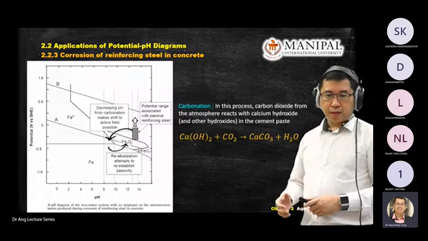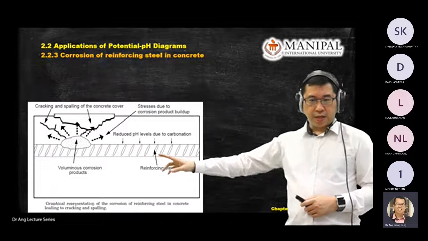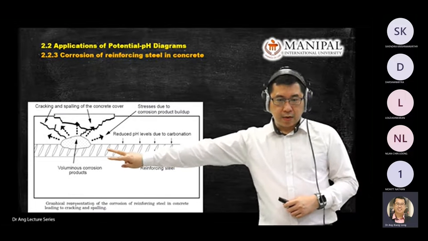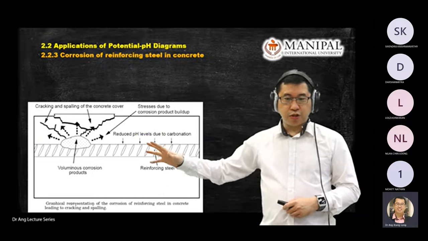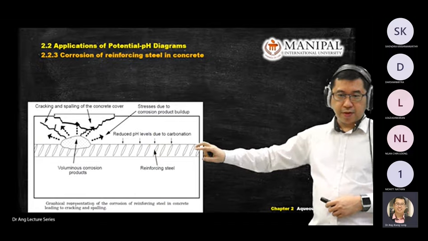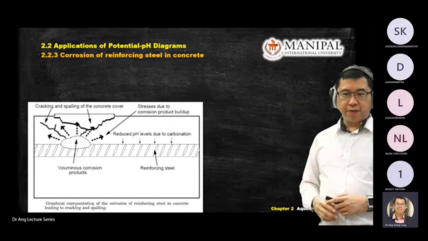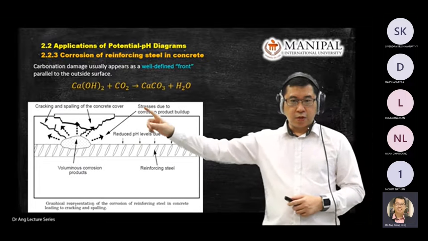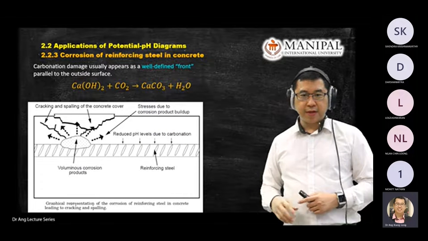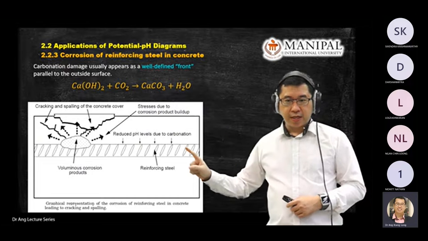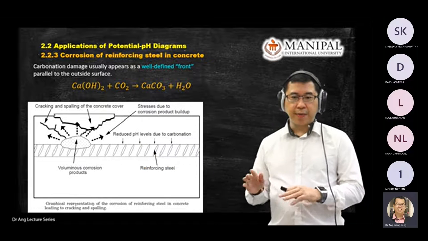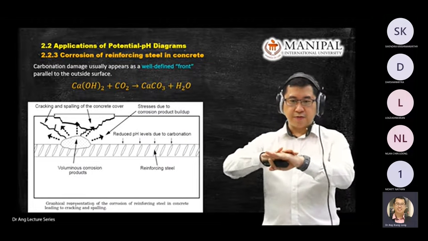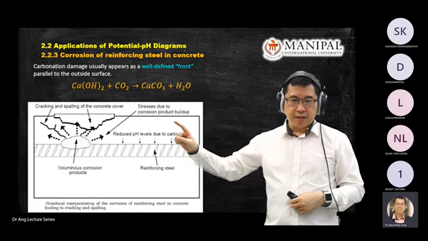Another one is the schematic diagram of the reinforced steel. So what happened is that, let's say this is a 2D. I showed you the 3D just now. So you have the steel, you have cement. So what happens if corrosion starts to happen? You know that this is where carbonation happens. Where is the site of carbonation? It is on the surface, the contact between cement and steel. Let's say this is your steel, and this is the contact surface between cement and steel.